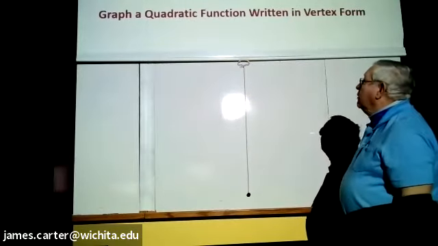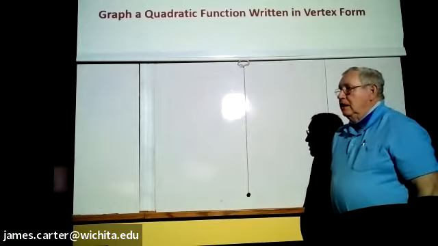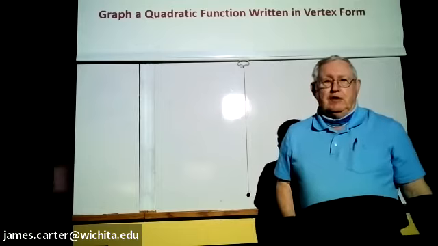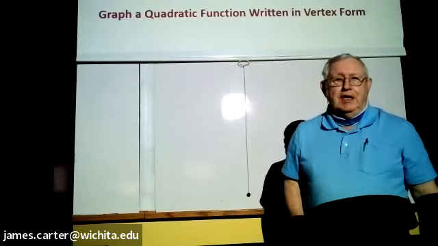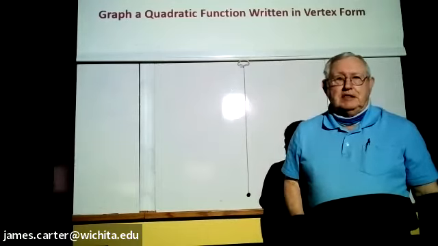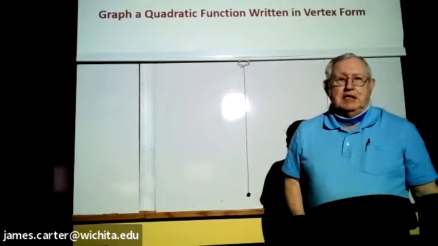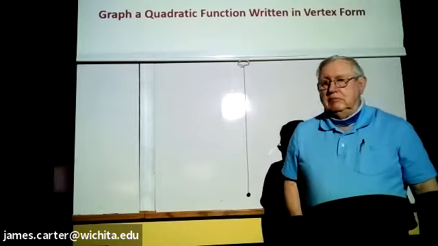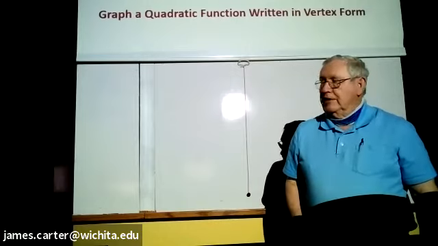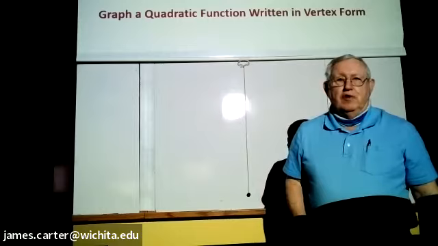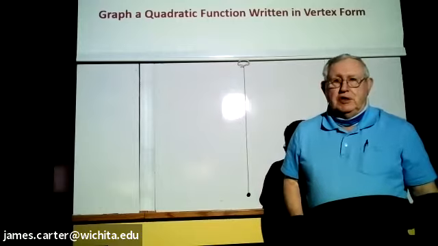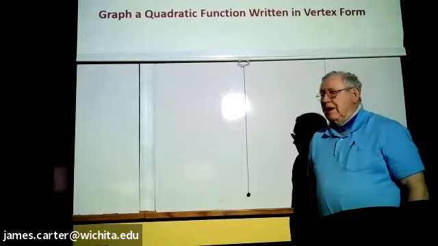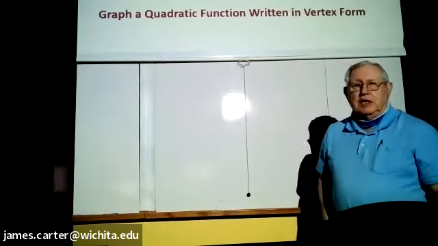Today we're starting chapter 3, section 1, and we're going to be graphing quadratic functions in vertex form. Up to this point, we've had quadratic equations in the ax squared plus bx plus c form, and we've been learning with those. There is another form called vertex form, so that's what we're going to be studying today, and then we'll also be switching back and forth between the two styles.